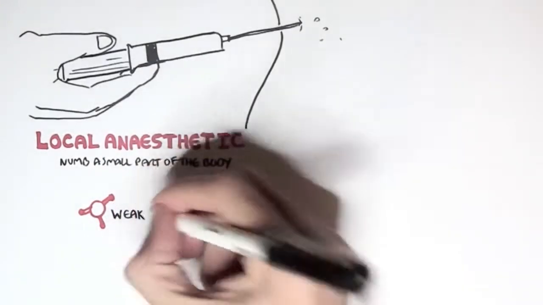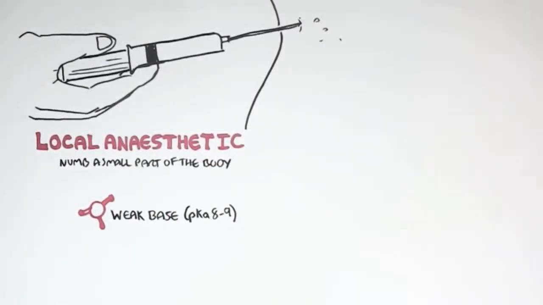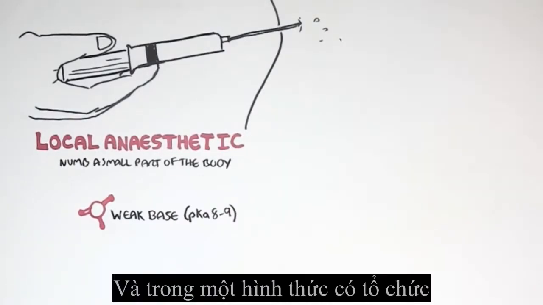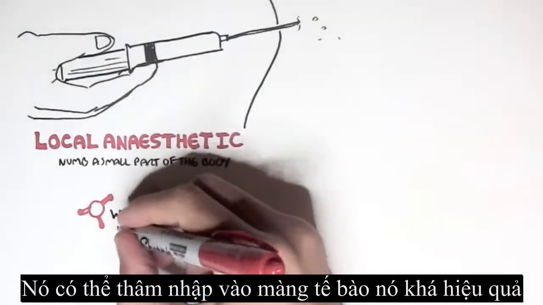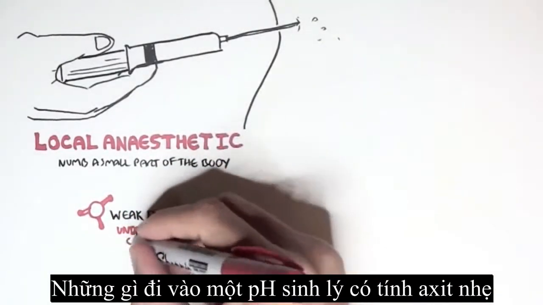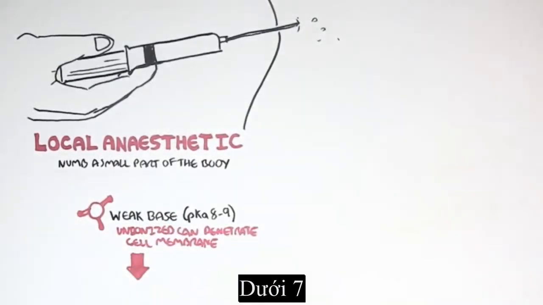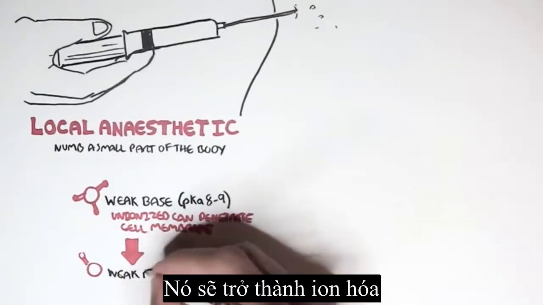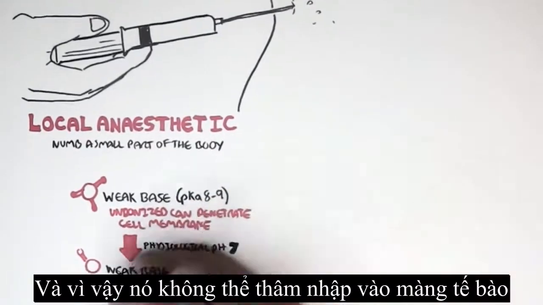Now, a local anesthetic is a weak base with a pKa of about 8 and 9. And in an unionized form, it can penetrate the cell membrane. It is quite effective. However, when it enters a physiological pH, which is slightly acidic, below 7, it will become ionized. And so it cannot penetrate the cell membrane.